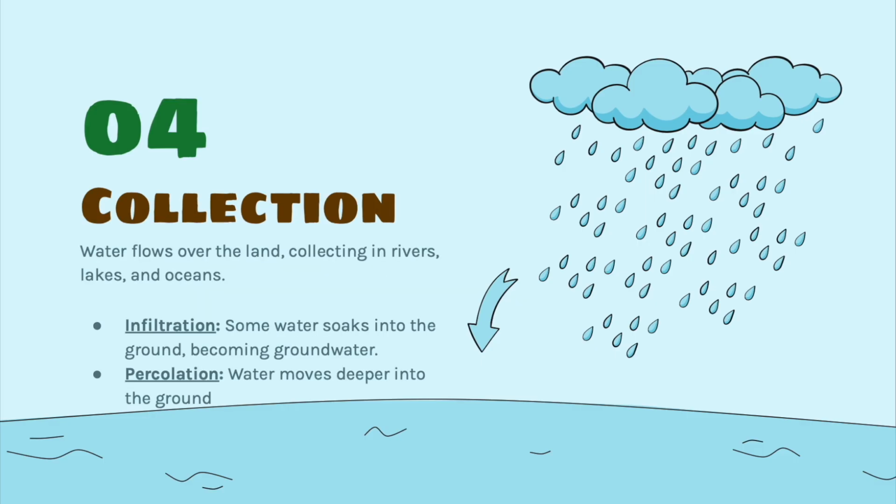And finally, we have collection. Water flows over the land, collecting in rivers, lakes, and oceans. First, we have infiltration, which is when some water soaks into the ground, becoming groundwater. So sometimes if you dig deep enough in the ground, you can see some water that's still there. And then we have percolation, which is water that moves deeper into the ground.